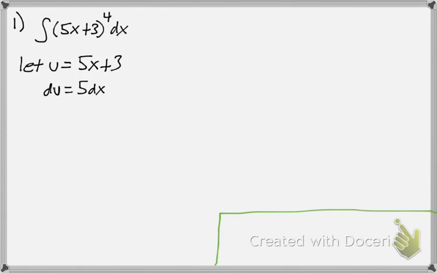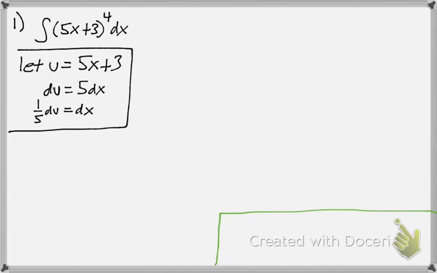So then my next step is I'm actually going to move the 5 over. So this will be 1/5 du is equal to dx. So I'm dividing both sides by 5. So this is the information that I'm using because I'm going to make a substitution here. So where there's the 5x plus 3, I'm going to substitute in u, and where there's the dx, I'm going to substitute in 1/5 du.